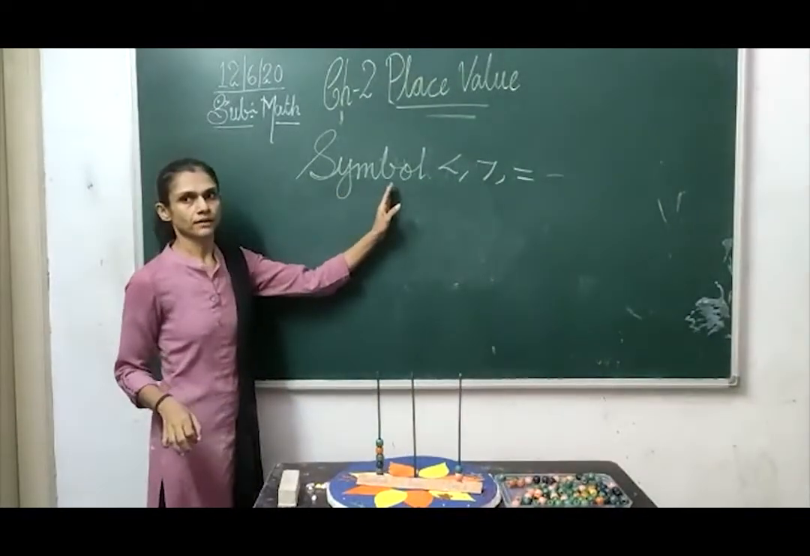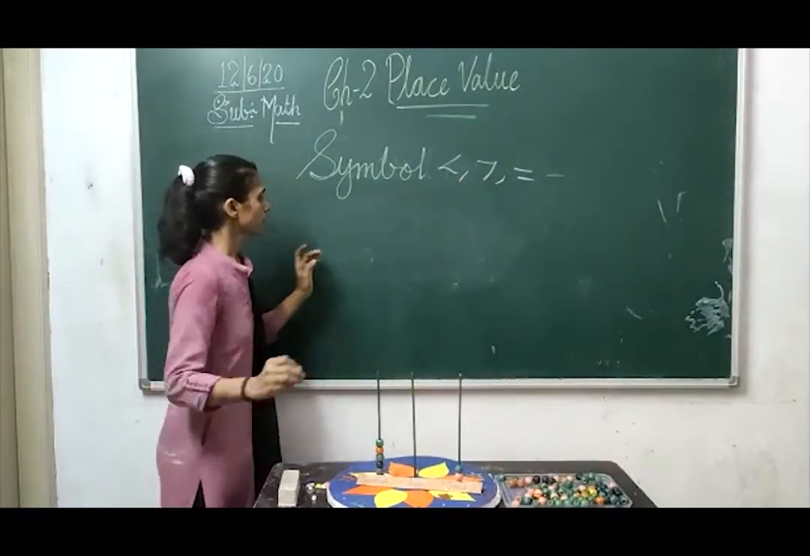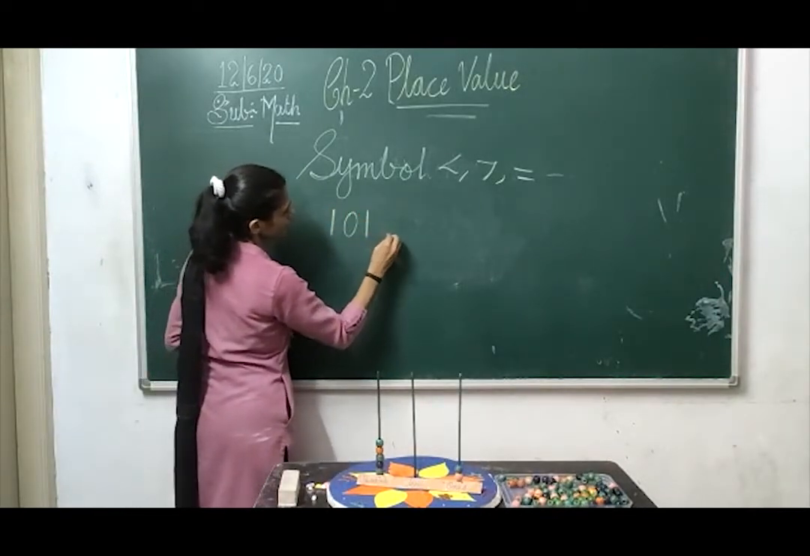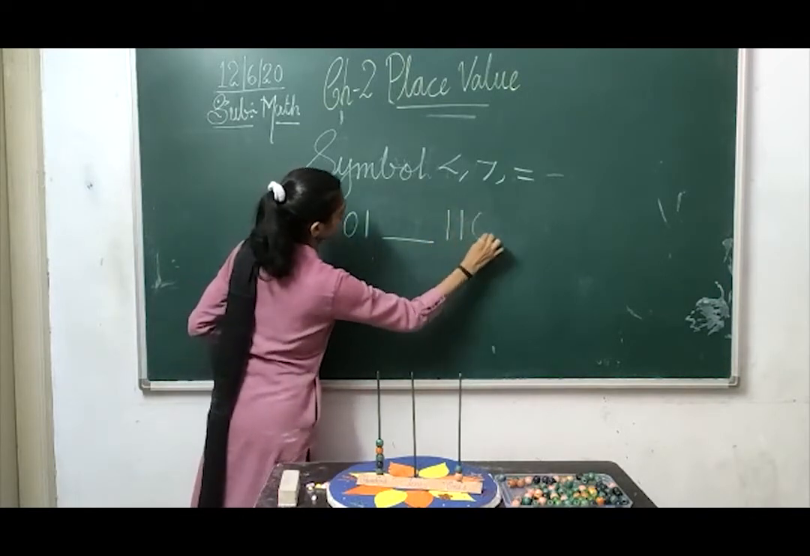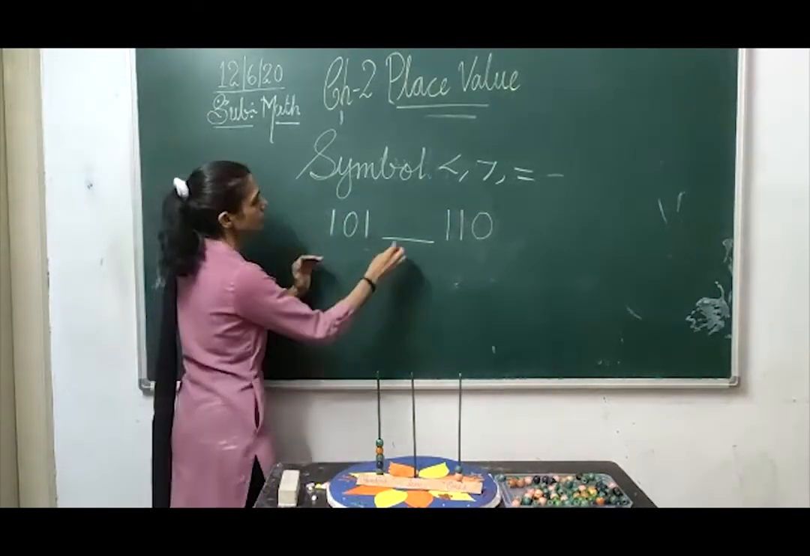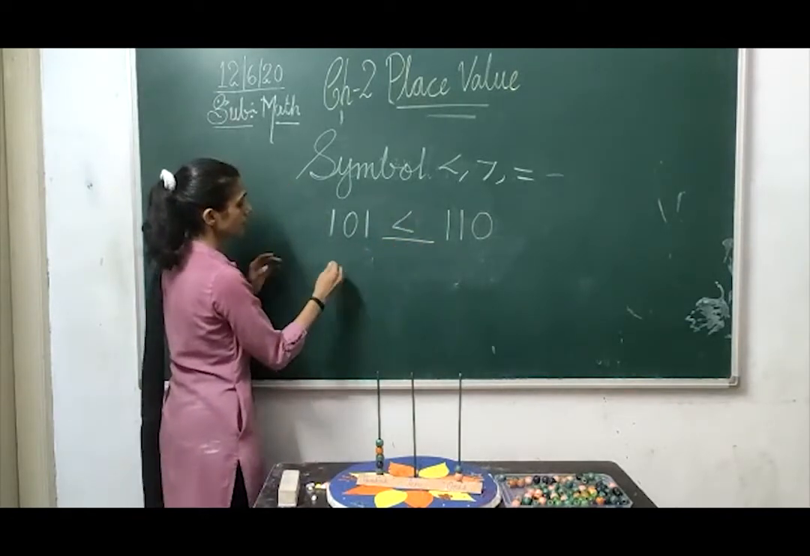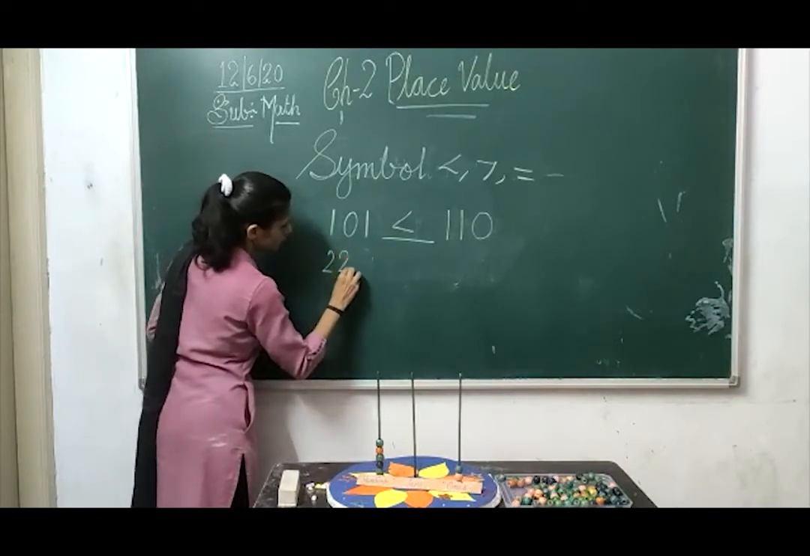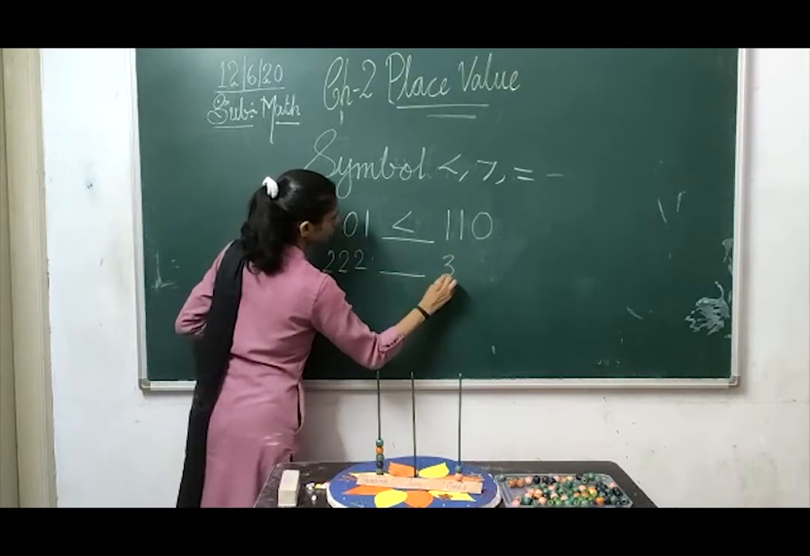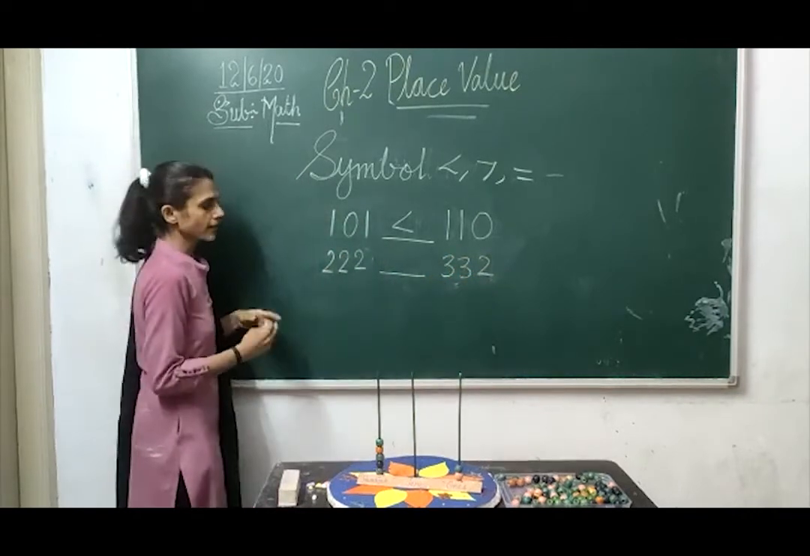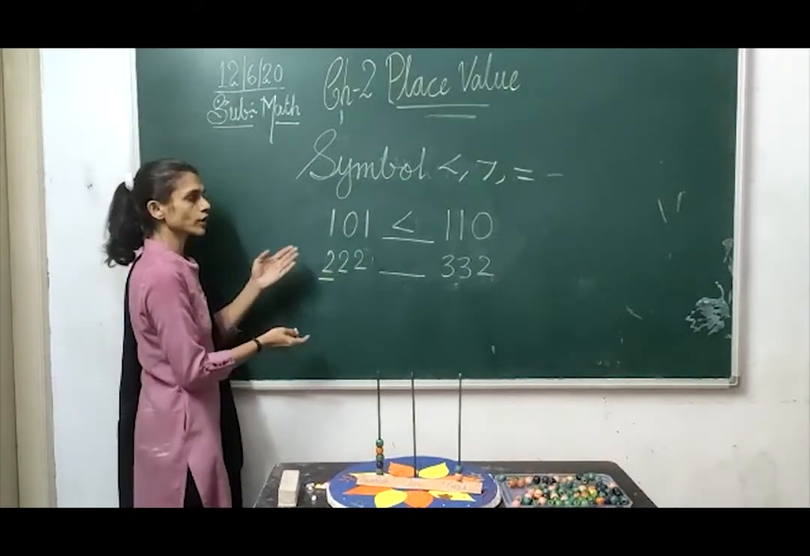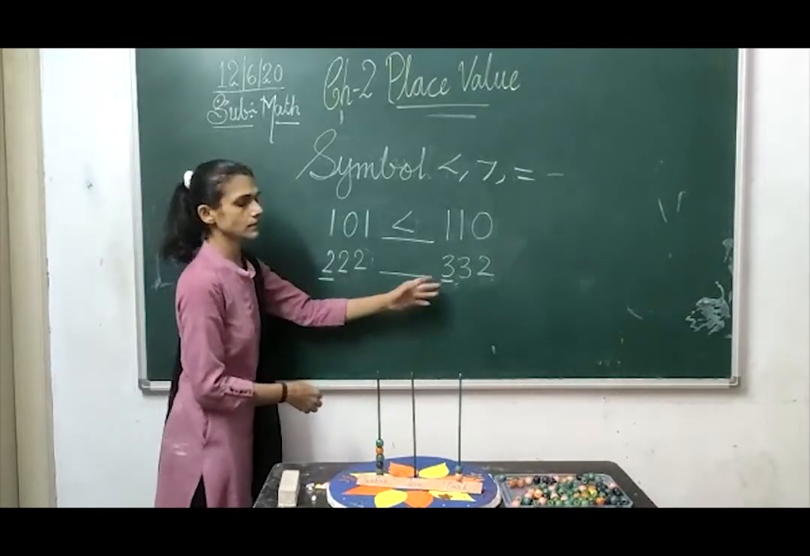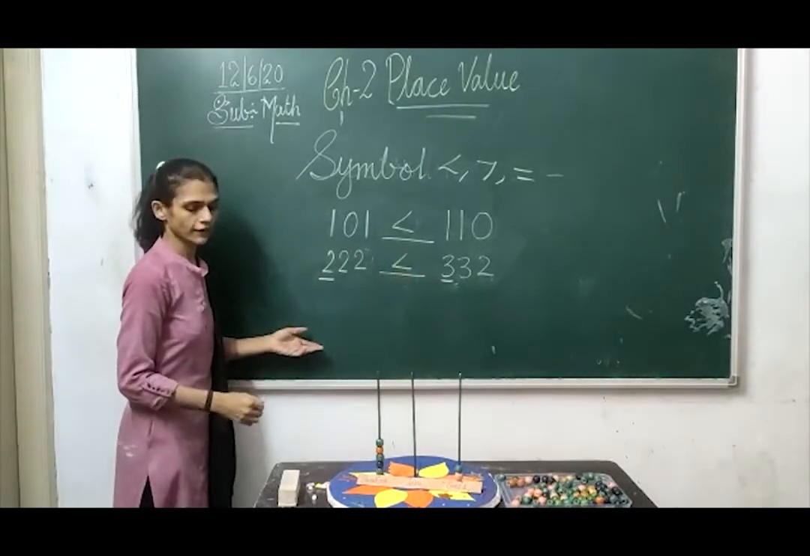Our next topic is symbols, meaning greater, smaller, equal. Now if I write the number 101 and here 110, which one is greater? As you know, 110 is greater. But if you don't know how to find out, I will write 222 here and 332 here. Then I want to find which is greater. You do the same thing as in ascending and descending order. In the 100s place, you have to underline which one is greater. You can say that 3 is greater. So you can easily find out.